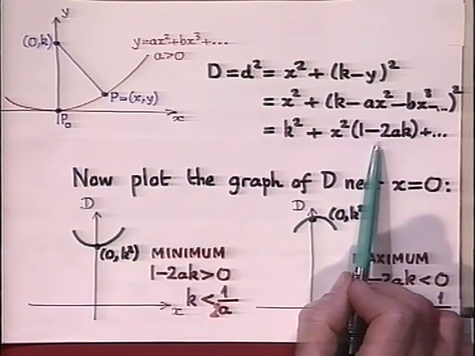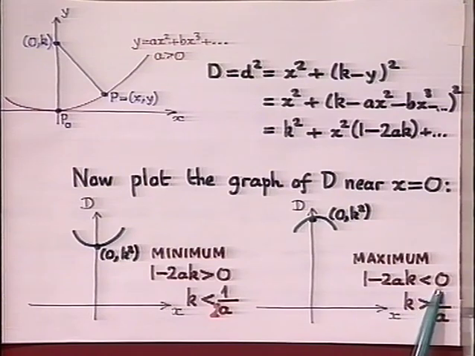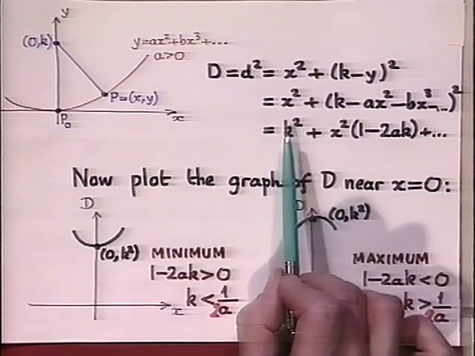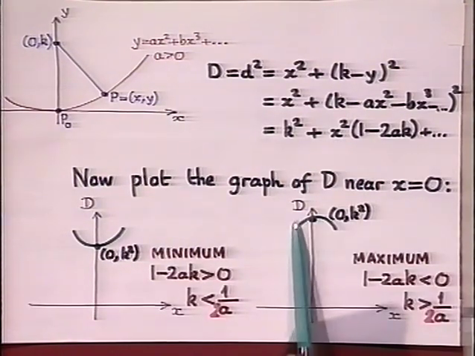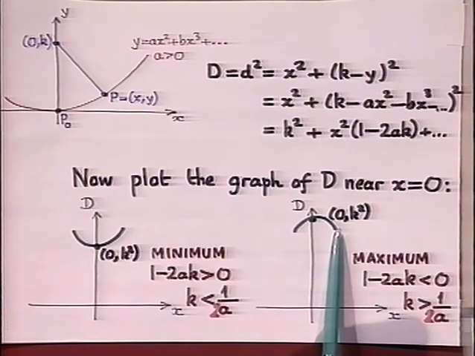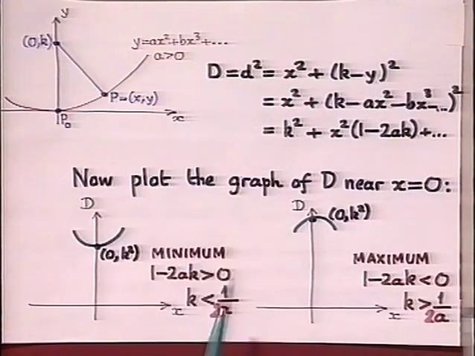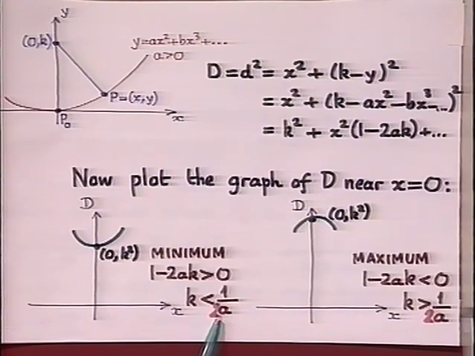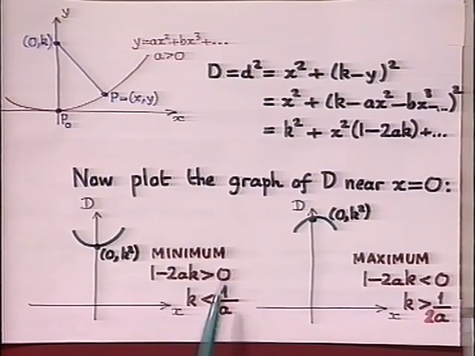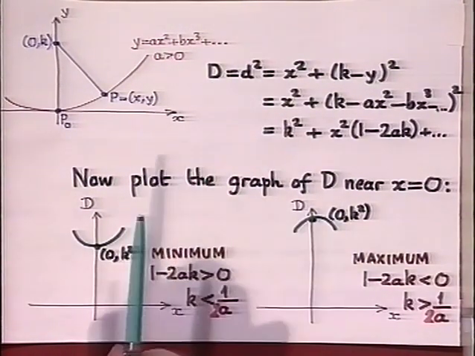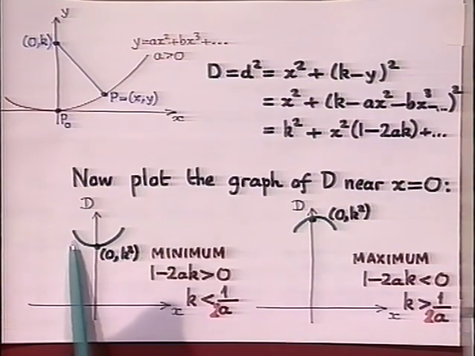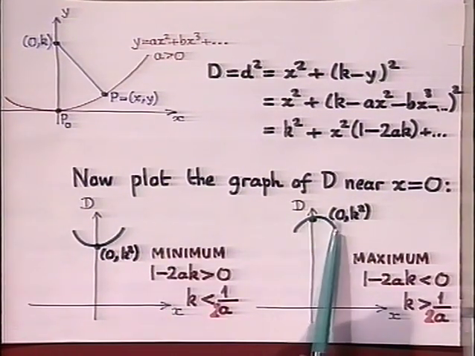On the other hand, if this number is negative, 1 minus 2ak is negative, that's the same as k greater than 1 over 2a, then a constant plus a negative multiple of x squared looks like this, a maximum. So you see this confirms what we did before, that as you move up the normal, as k increases, passes through this critical number, 1 over 2a, the nature of the distance function, equally the distance squared function, they will have a minimum or maximum together, changes from a minimum to being a maximum.